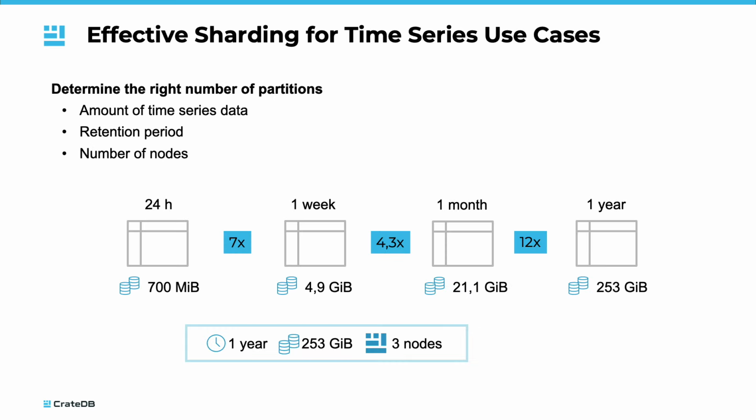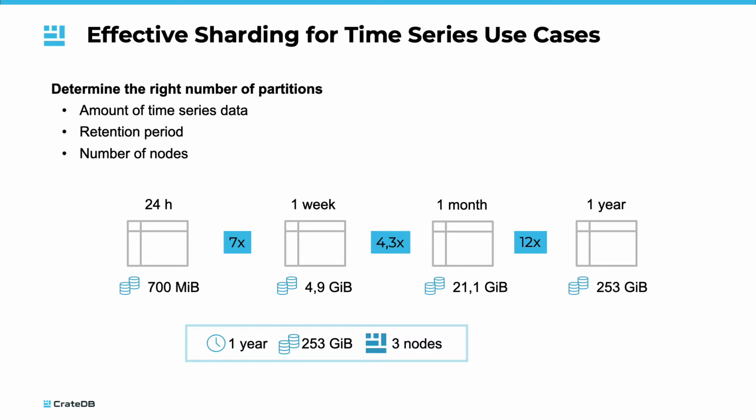Choosing the correct partitioning strategy means finding a balance between the granularity of partitions and the overall number of partitions, which impacts the cluster's performance and manageability. Some factors to be considered are: 1. The amount of time series data. Consider the volume of data you expect to ingest into your CrateDB cluster. Larger datasets may benefit from more granular partitioning to prevent any single partition from becoming too large, which could slow down query performance.